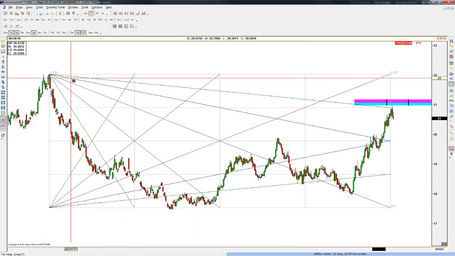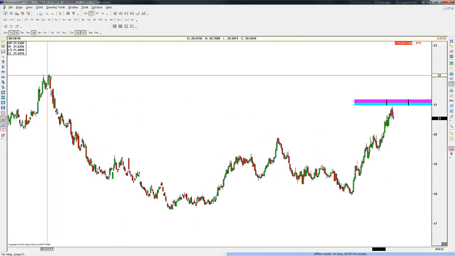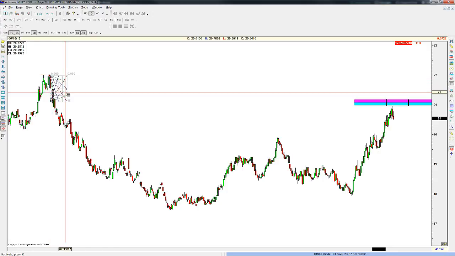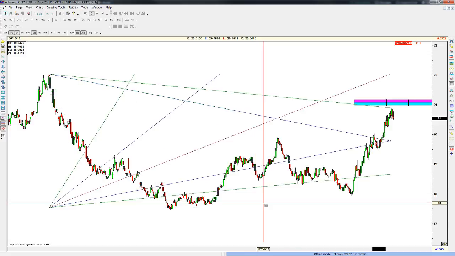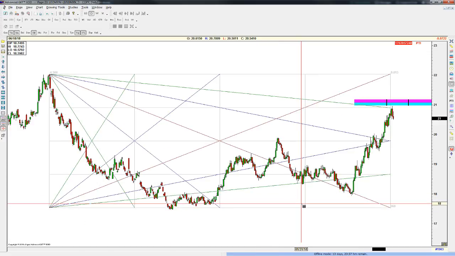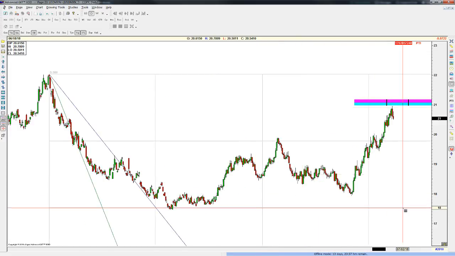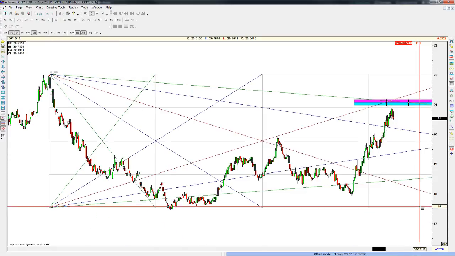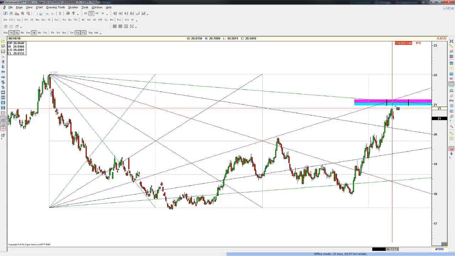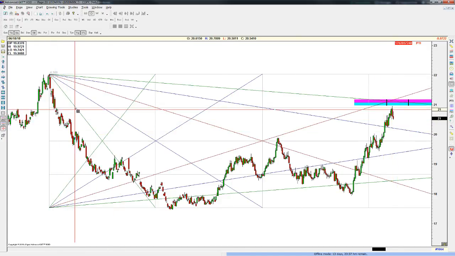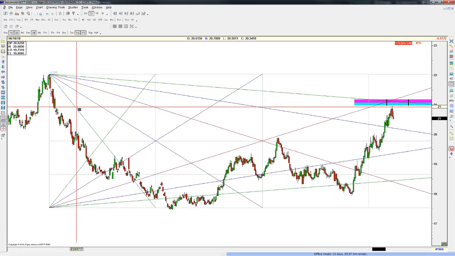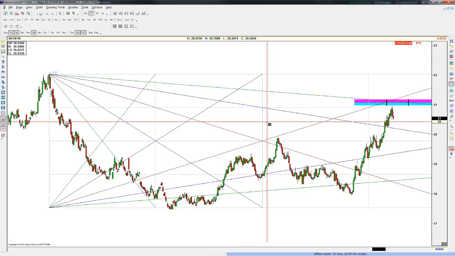Let's remove that. Let's do this better. Extend this out. You can see, and I close it, you can see that there's a level right here that's pretty strong right now. And that's resistance.